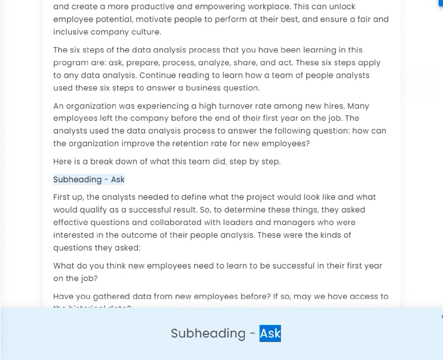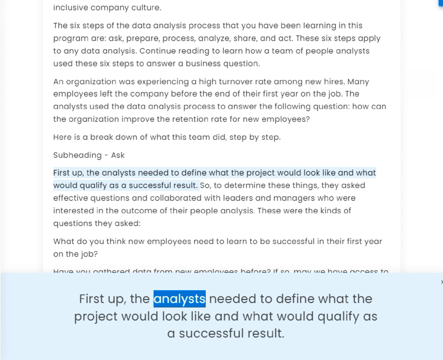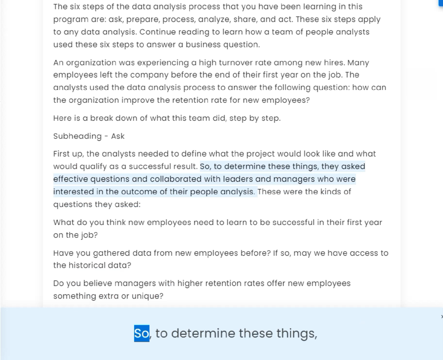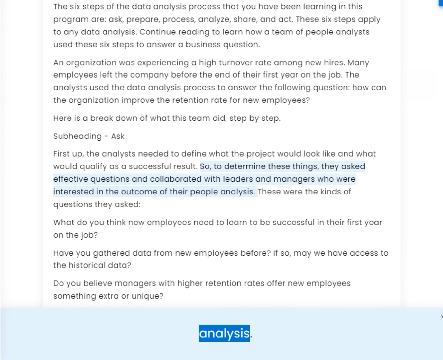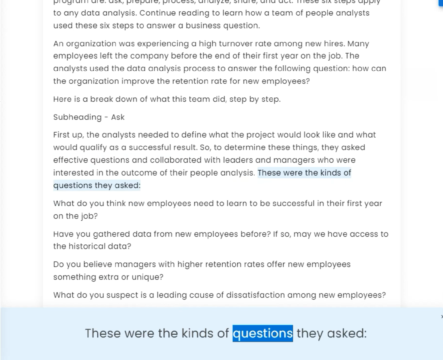Step one, ask. First up, the analysts needed to define what the project would look like and what would qualify as a successful result. So, to determine these things, they asked effective questions and collaborated with leaders and managers who were interested in the outcome of their people analysis. These were the kinds of questions they asked.